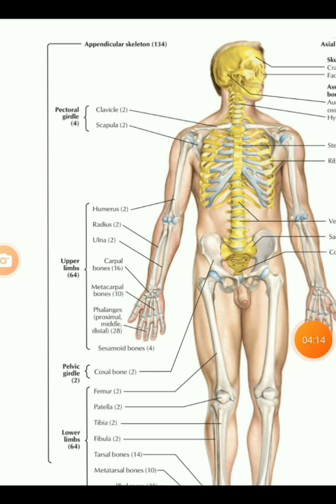This is very easy. The appendicular skeleton is made up of 126 bones. We are not going to calculate here the 8 sesamoid bones that we have right now.